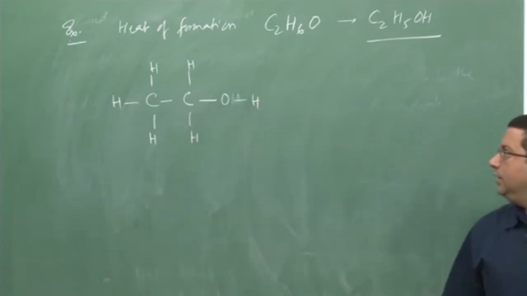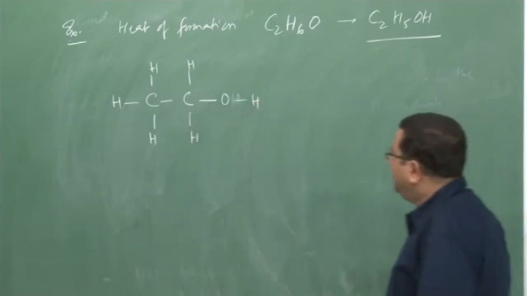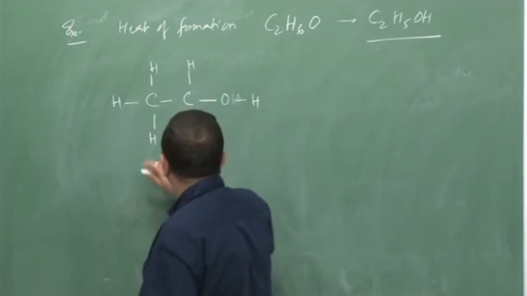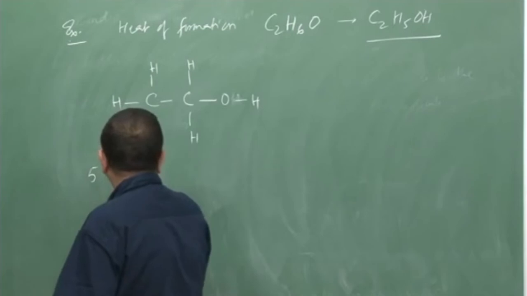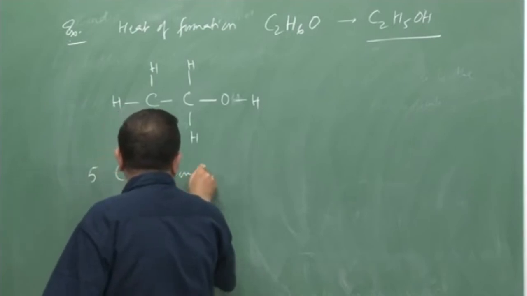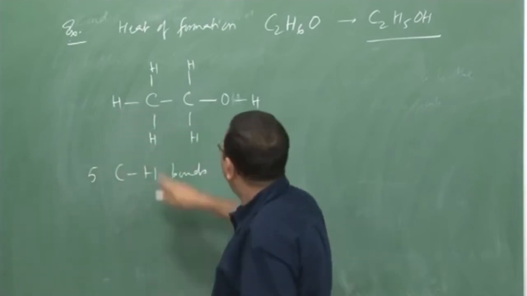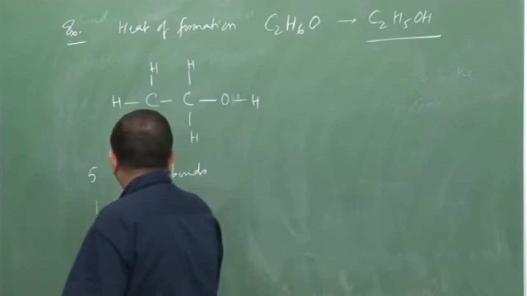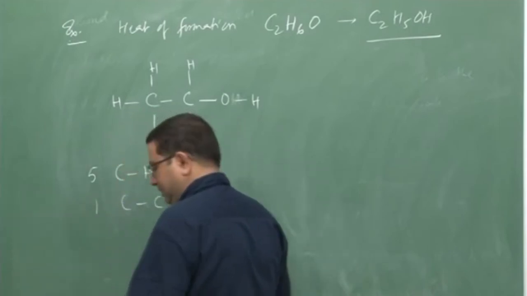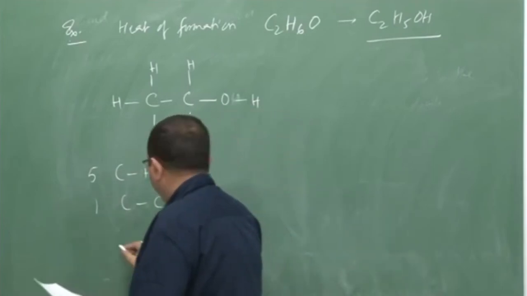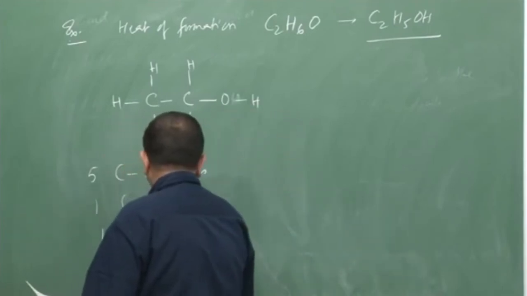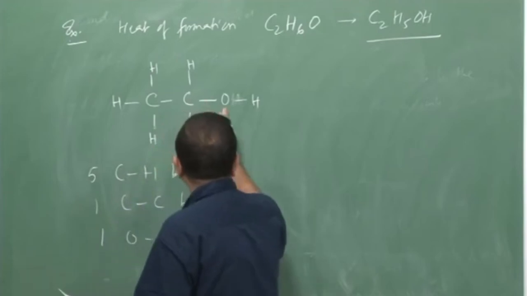So, this is the molecular structure of ethanol. Now, let us count the number of bonds that we have. We have 1, 2, 3, 4, 5. So, we have 5 CH bonds. Then we have 1 CC bond. Then we have 1 OH bond and 1 CO bond.